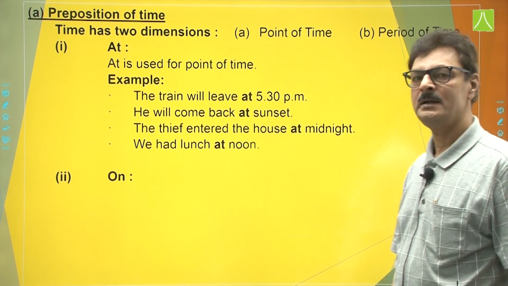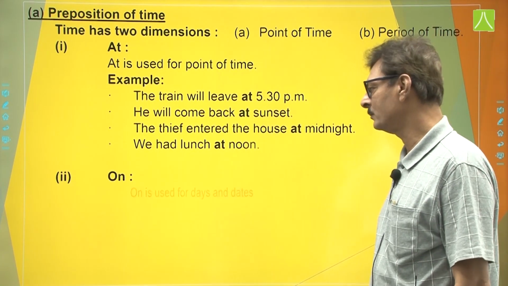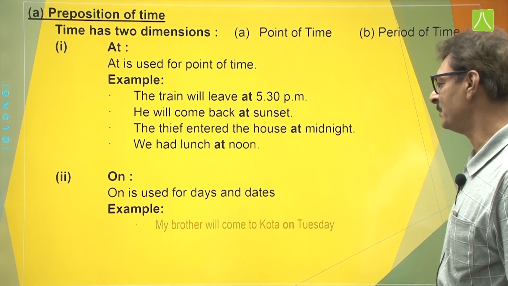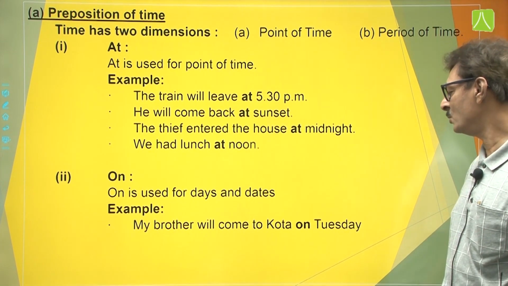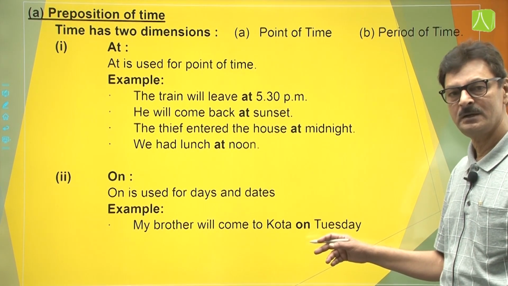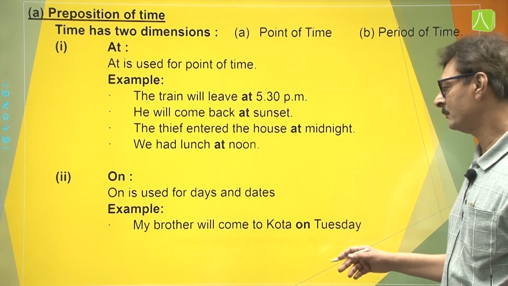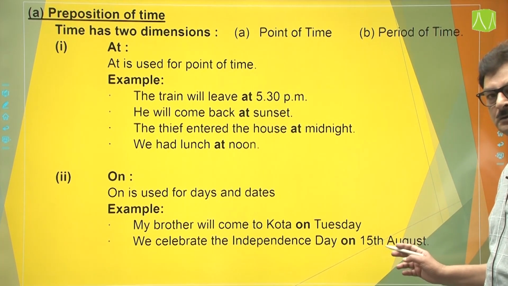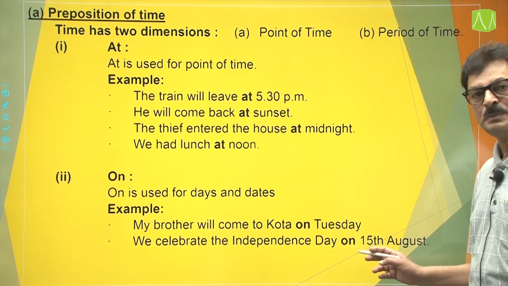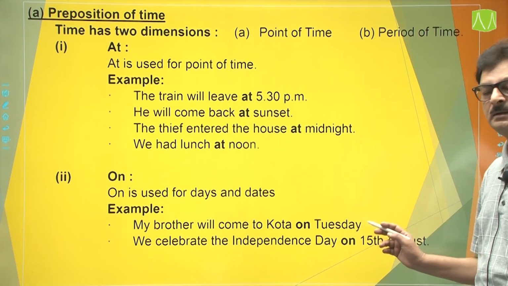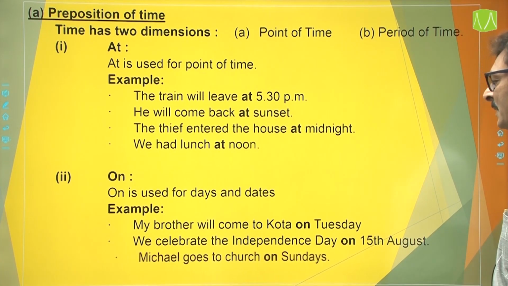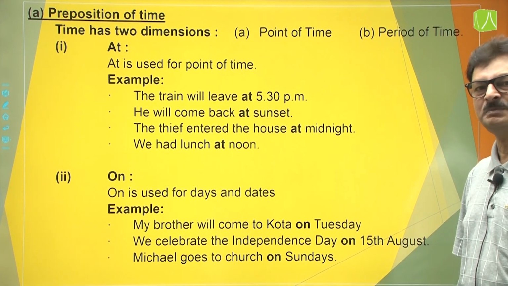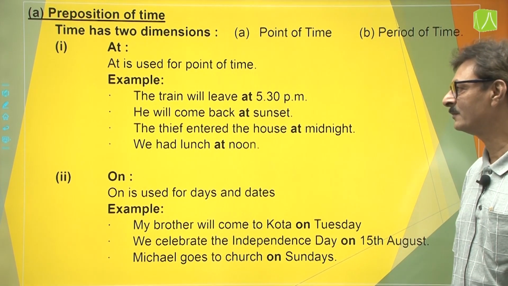Moving on to the second preposition of time, that is on. On is used for days and dates. Example for you, my brother will come to Kota on Tuesday. This is talking about the day. We celebrate Independence Day on 15th August. So this is also used to specify the date. Michael goes to church on Sundays. This is the way this preposition is used.